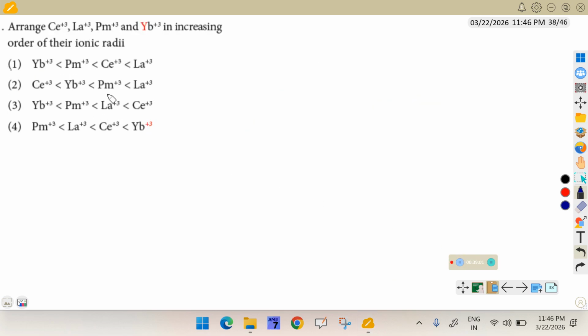Arrange the following in the increasing order of their ionic radii. Ytterbium less than promethium less than cerium less than lanthanum.